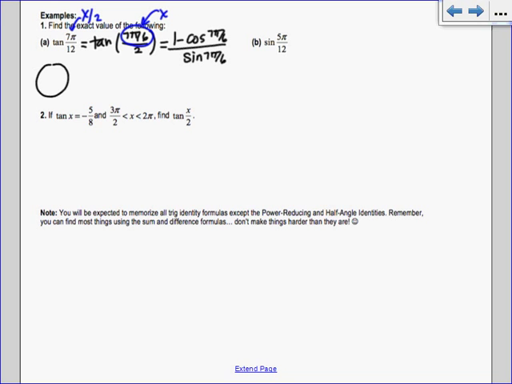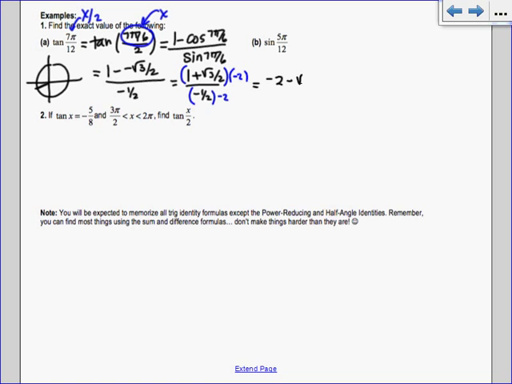So if I talk about 7 pi over 6, it's just a little bit past 180 degrees. So it's going to be the one where its cosine is negative root 3 over 2, and sine is negative 1/2. So I get 1 plus root 3 over 2 all over, oh, not all over 2, all over negative 1/2. And I'm going to multiply by negative 2 on the top and the bottom. So when you do that, you get an answer of negative 2 minus root 3.